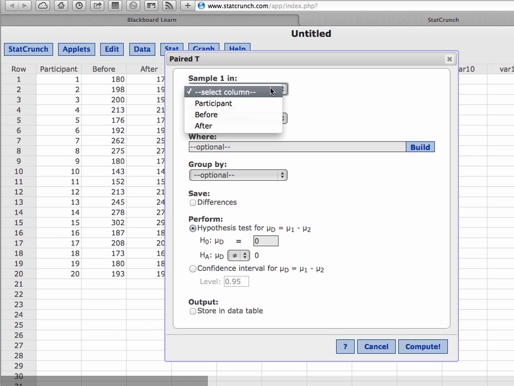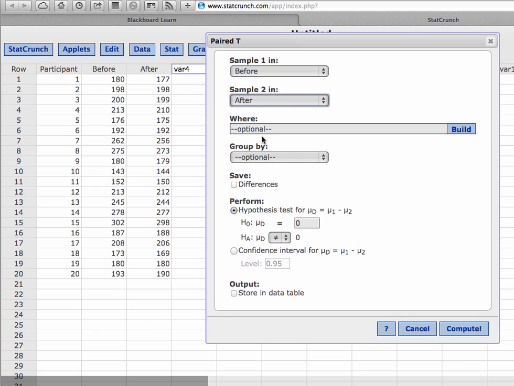Our sample 1 is going to be the before, and sample 2 is going to be the after. I'm going to save the differences. What StatCrunch is going to do, using this paired approach, is calculate the differences. So if you click on Save Differences, it's going to create a column for the differences, which we already did. But maybe we'll need that later, so we might as well put that in a column.